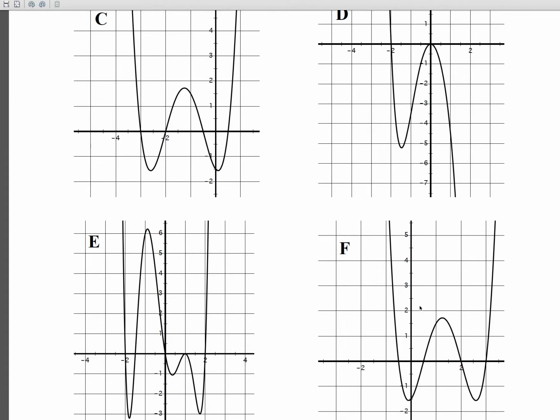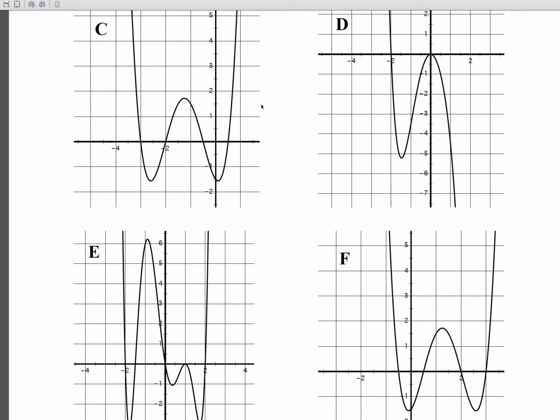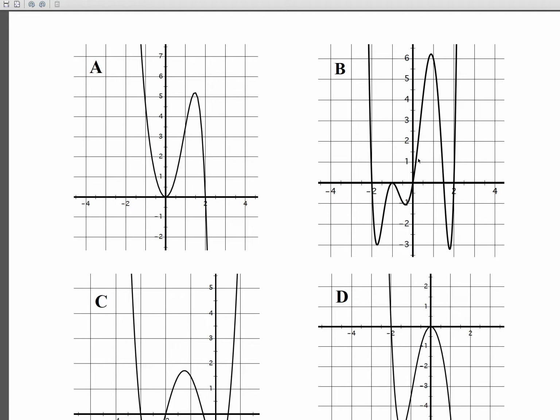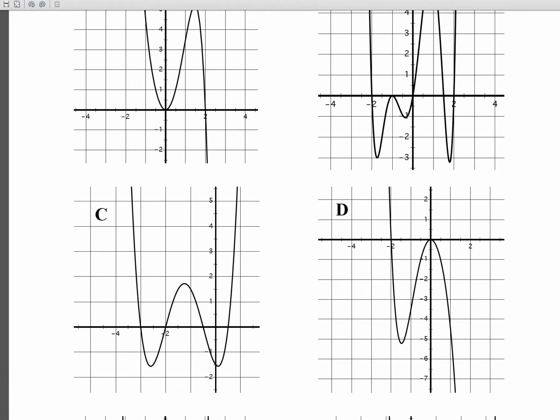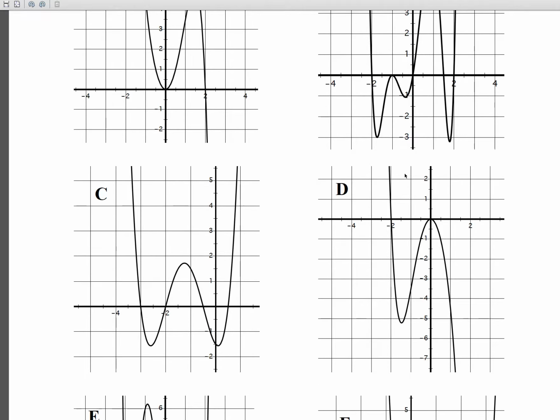the graphs for graph F, E, and C, and for that matter B, have too many zeros. The graphs A and D have zeros at 0 and 2 in the case of A, but negative 2 and 0 in the case of D. And we further confirm that this is graph D because it does turn up on the left end and down on the right.